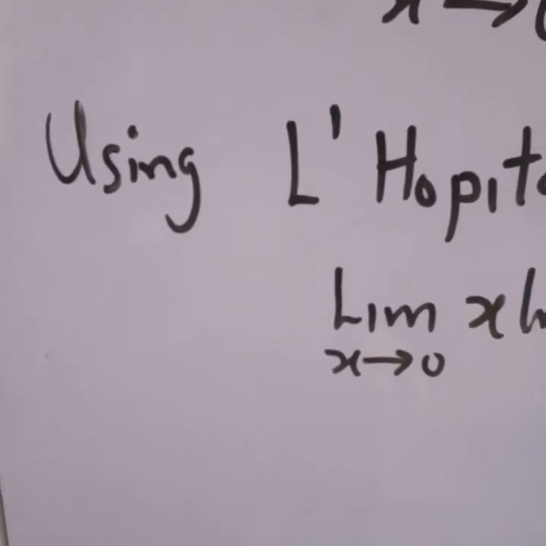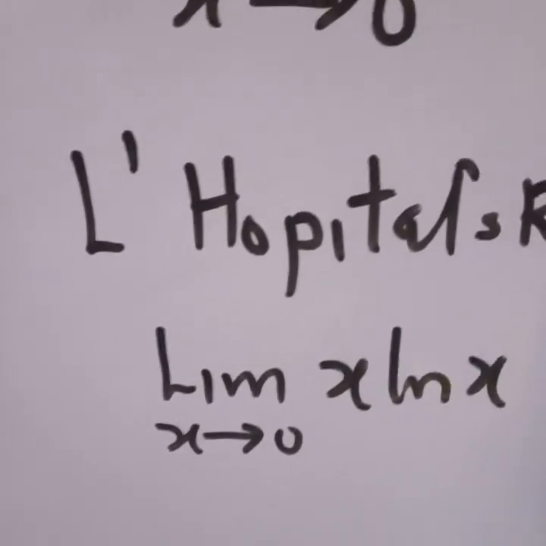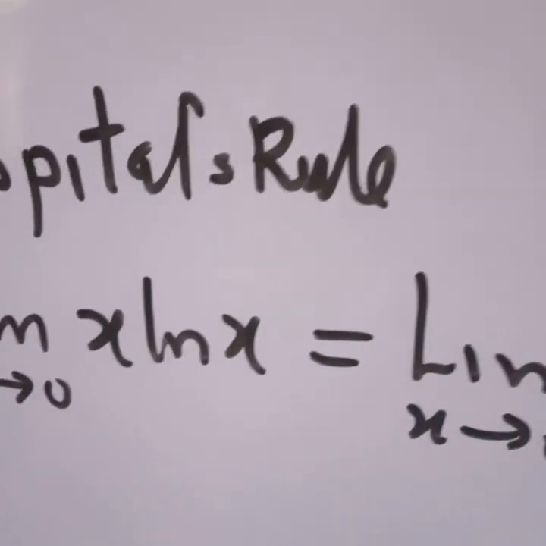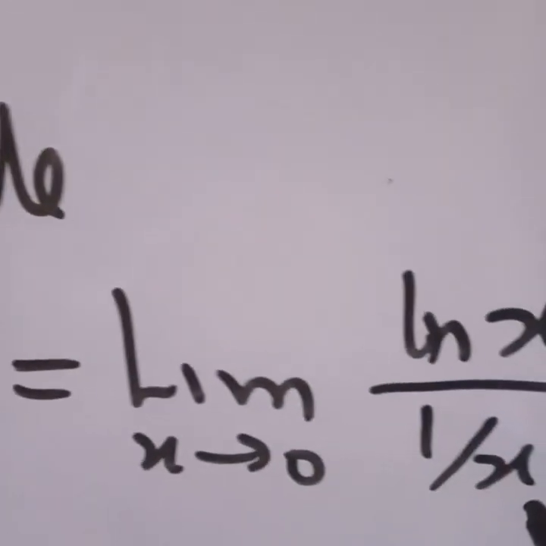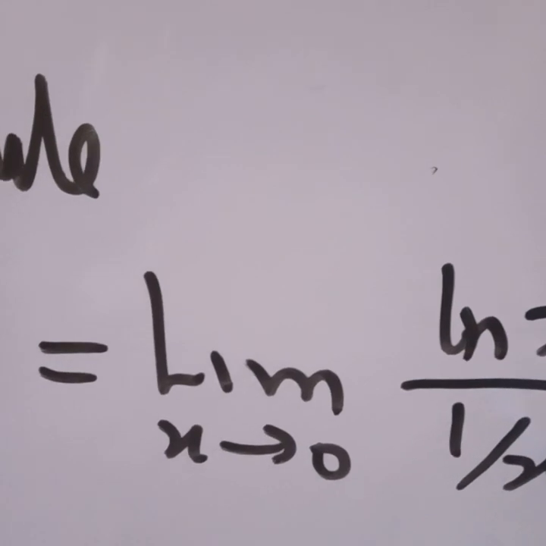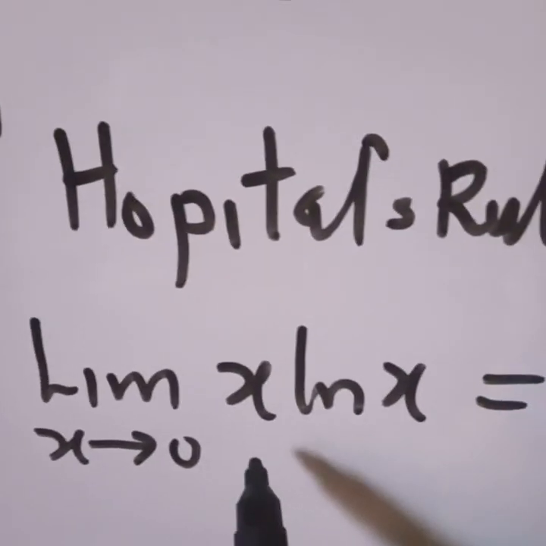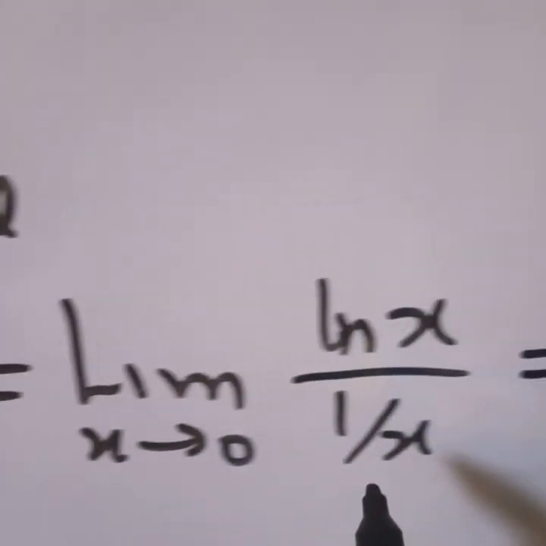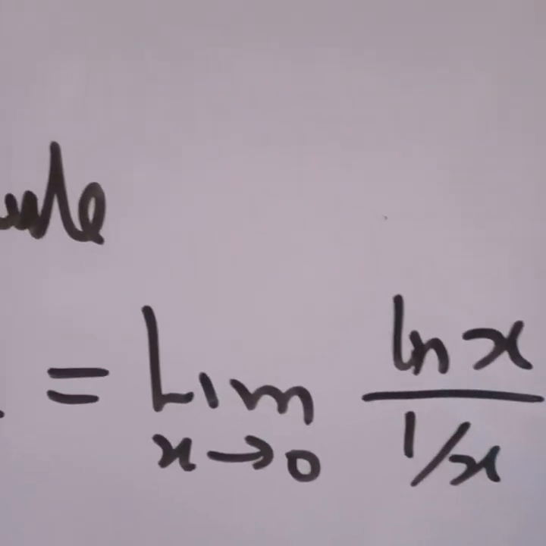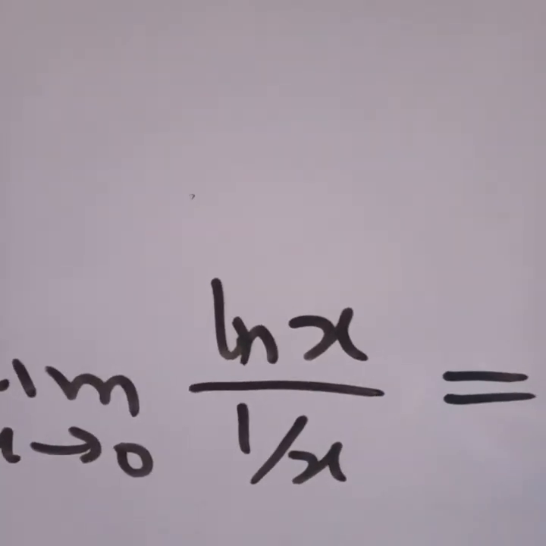So now, using L'Hopital's rule, we have that the limit of x ln x will be equal to the limit of ln x all over 1 over x. Okay, so you see that when we take the reciprocal of this x, this is similar to this. So this line looks like the form of a rational function.